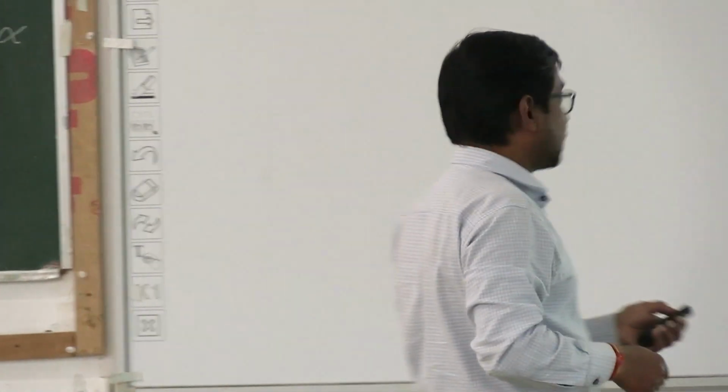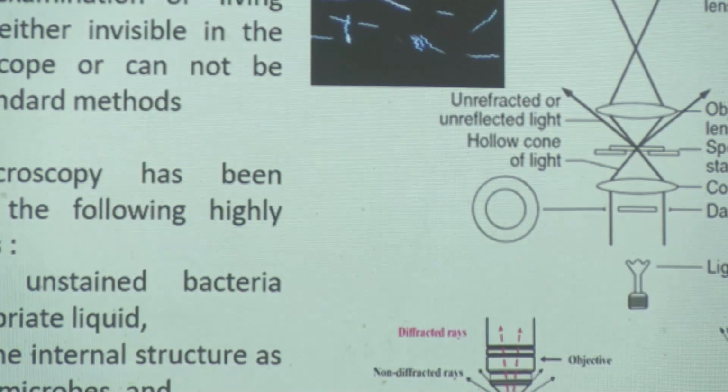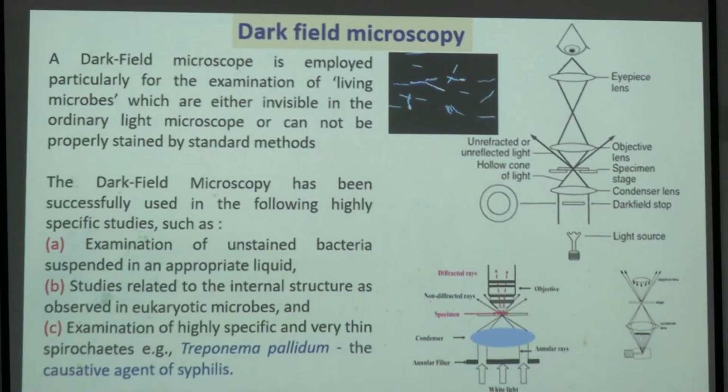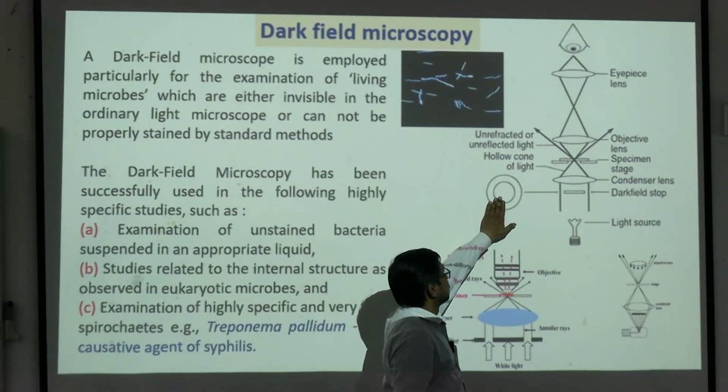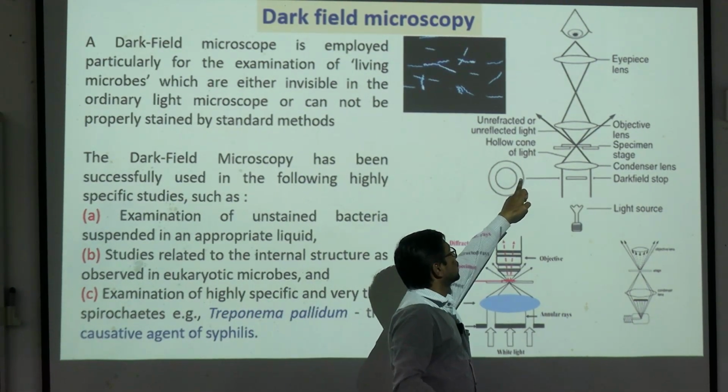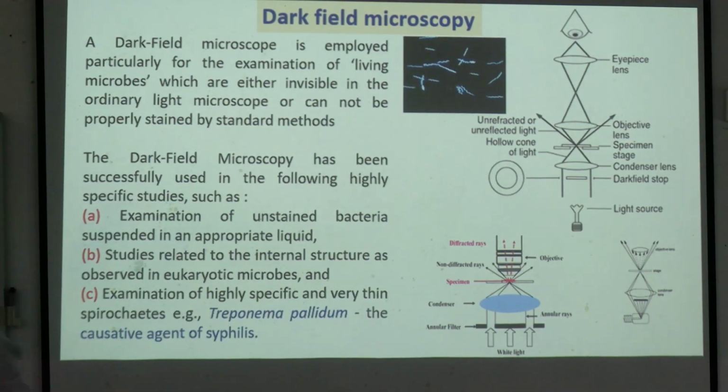This is the annular ring. This is the longitudinal section of the dark field microscope, and this is the cross section of the annular ring. In this portion the light will be closed, and light will pass through the periphery region in dark field microscopy. Like this, some bacteria or movement of bacteria we can find through dark field microscopy.